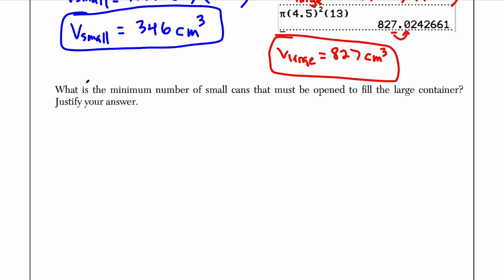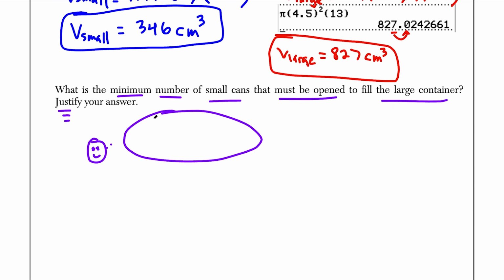So now for the last part of this question, what is the minimum number of small cans that must be opened to fill the large container? And we have to justify our answer, which just means we have to show the math. So what I'm thinking about here is we have the small containers, and they have 346 cubic centimeters of space. And let's say we need X of them to fill up the large container, which has 827 cubic centimeters of space. So to find out how many number of cans X we need, we divide both sides by 346. So the actual work that we show, the justification, is we're going to do 827 divided by 346. So let's go ahead and do that.